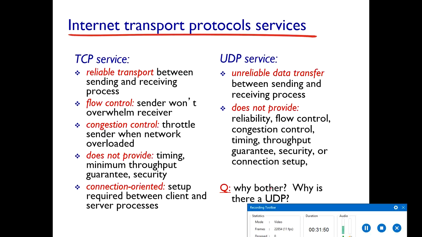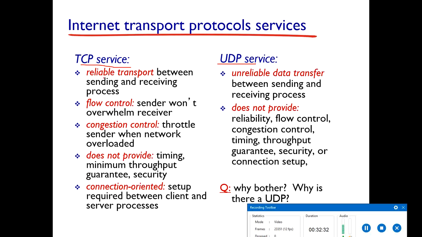Now let's talk about Internet transport protocol services. The two protocols which are used at the transport layer, we learnt in the previous chapter also. They are TCP and UDP. Now, what does TCP offer to the application layer and what does UDP offer? TCP offers reliable transport, flow control, congestion control, and what it does not provide, we will learn about it.